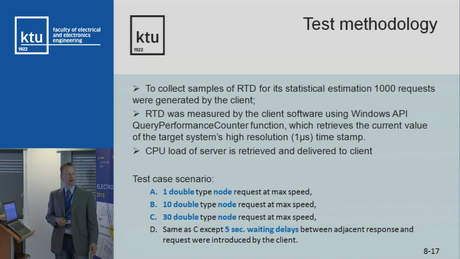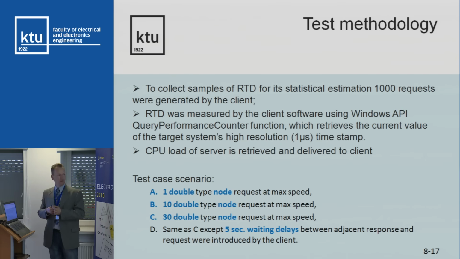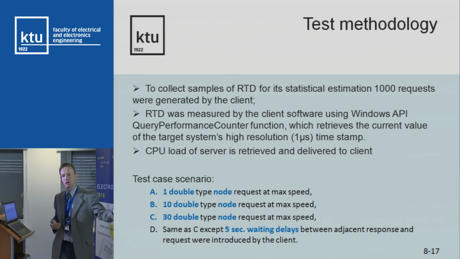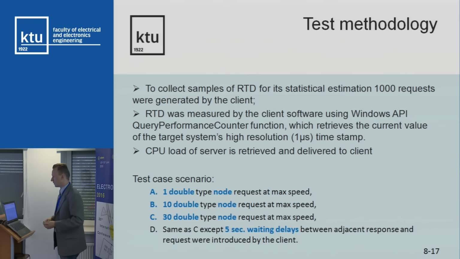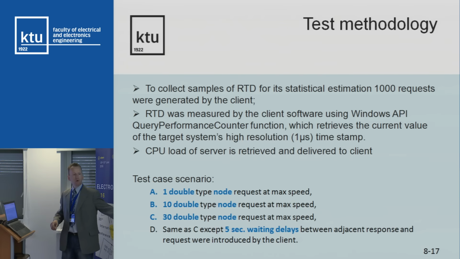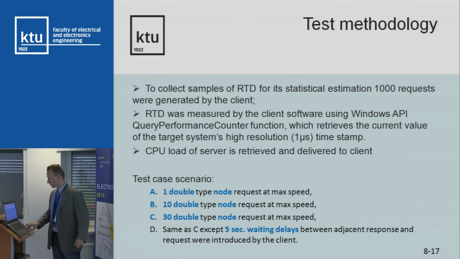Test cases were also defined. We were trying to generate a variety of data. Sometimes we need only a single reading, so one node we send. Sometimes we need a group, 30 nodes for example, retrieved from machinery buses, a variety of parameters circulating in machinery buses. Some of these were sent at the maximum speed achievable by the hardware. Some were with specially introduced delays between requests, and this affects how the 3G network behaves.